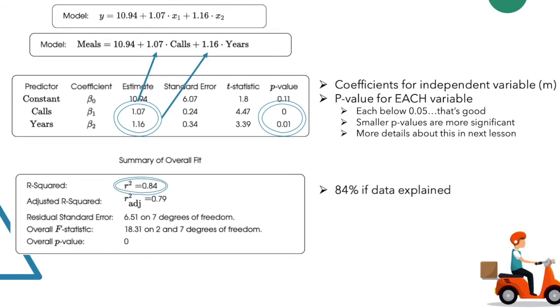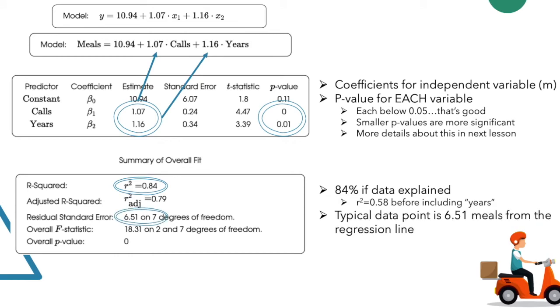With our R-squared, we know that 84% of the data is explained, and that's an improvement because before we included years of experience, our R-squared was only 0.58. Our typical data point, our standard error, is 6.51 meals from the regression line, which is also an improvement from the 9.9 before we included years of experience.